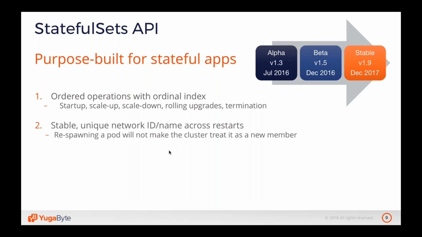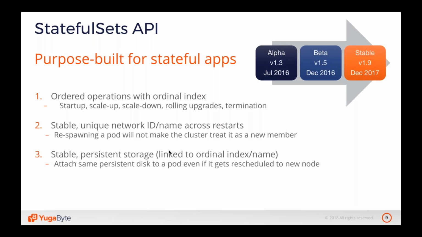The second thing is it has a stable, unique network ID that stays the same across restarts. So just because your master 1 restarts or your tablet server 5 restarts, it doesn't inherit a new ID. The third thing is it has persistent storage. In the case of a locally attached disk, if you restart the process, it reattaches to that piece of data that it had written. So its storage is persistent. And if it's a remote persistent disk, even restarts across nodes have affinity to the storage that was attached to it.